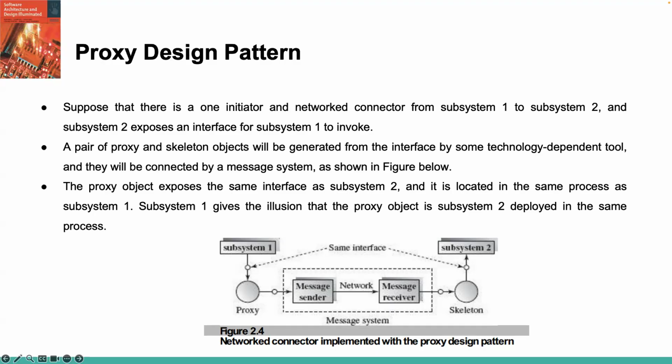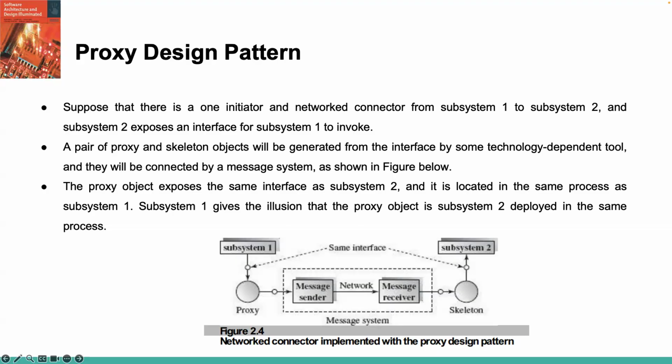That's where proxy and skeleton objects come in. In distributed systems, when you want one subsystem to interact with another subsystem over a network, you can't just directly call methods like you would in local connectors. Instead, a proxy and skeleton are generated to simulate that interaction. The proxy object is located in the same process as subsystem 1. It exposes the same interface as subsystem 2. This means subsystem 1 interacts with the proxy as if it's interacting with subsystem 2. The proxy object gives subsystem 1 the illusion that subsystem 2 is local, even though it is remote.